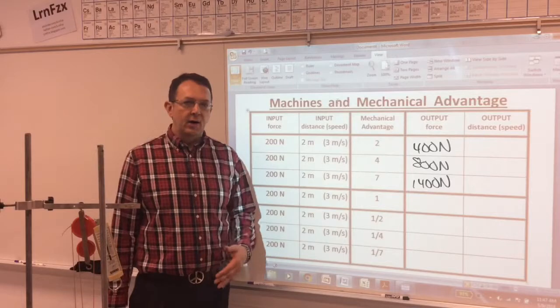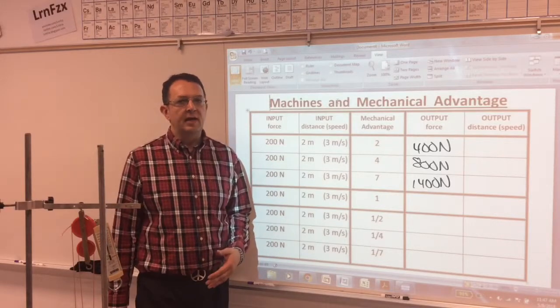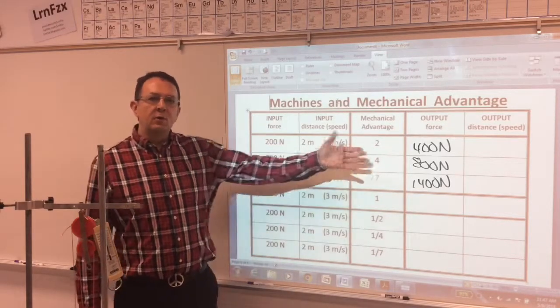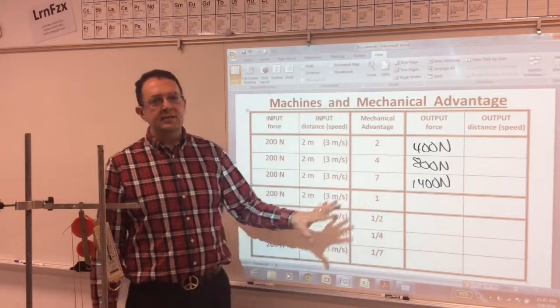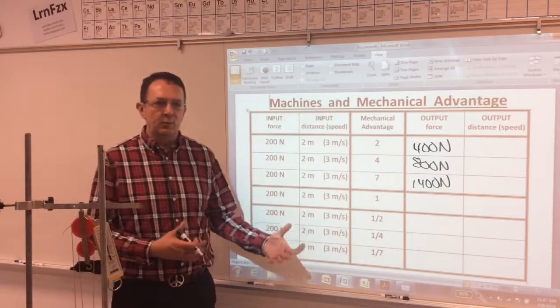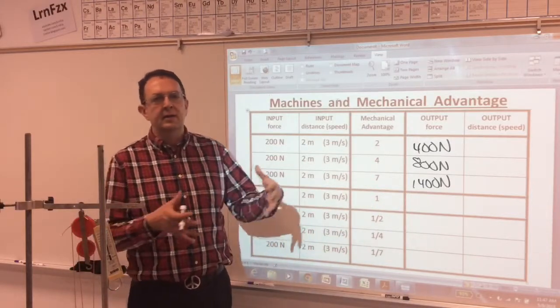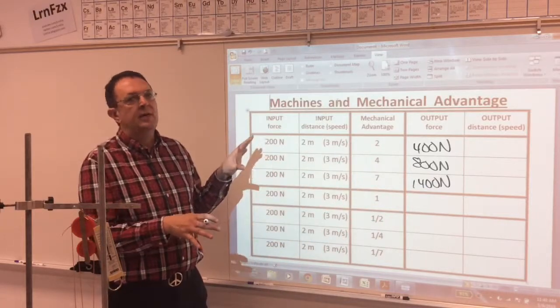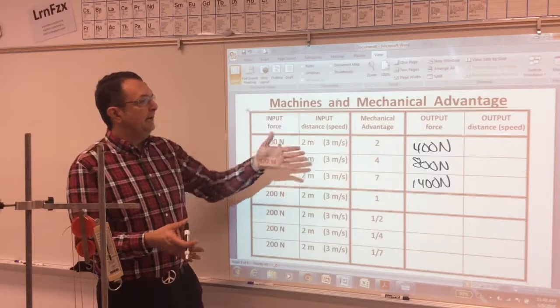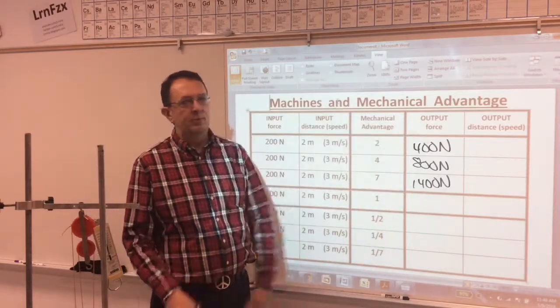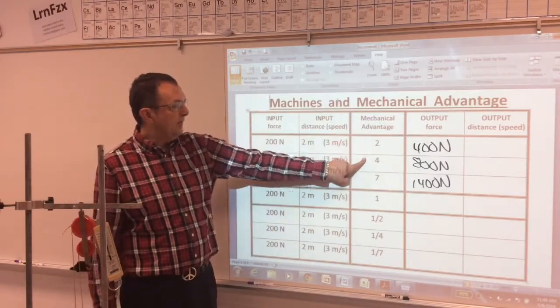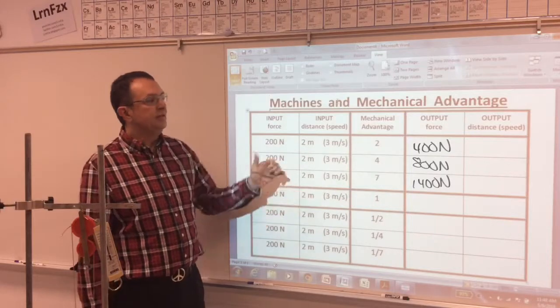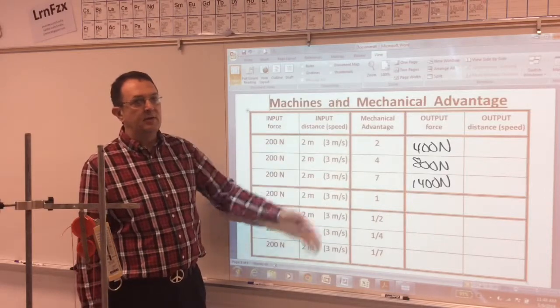Now there's always a trade-off, and this is where the conservation of energy comes in. The trade-off is that you get more force, but at the expense of distance and speed. Work is force times displacement. Work input is equal to work output. In this situation, everything's perfect. So you're going to get more output force, but less output displacement. And you're going to multiply the force, but you're going to divide, using the exact same number, the distance.